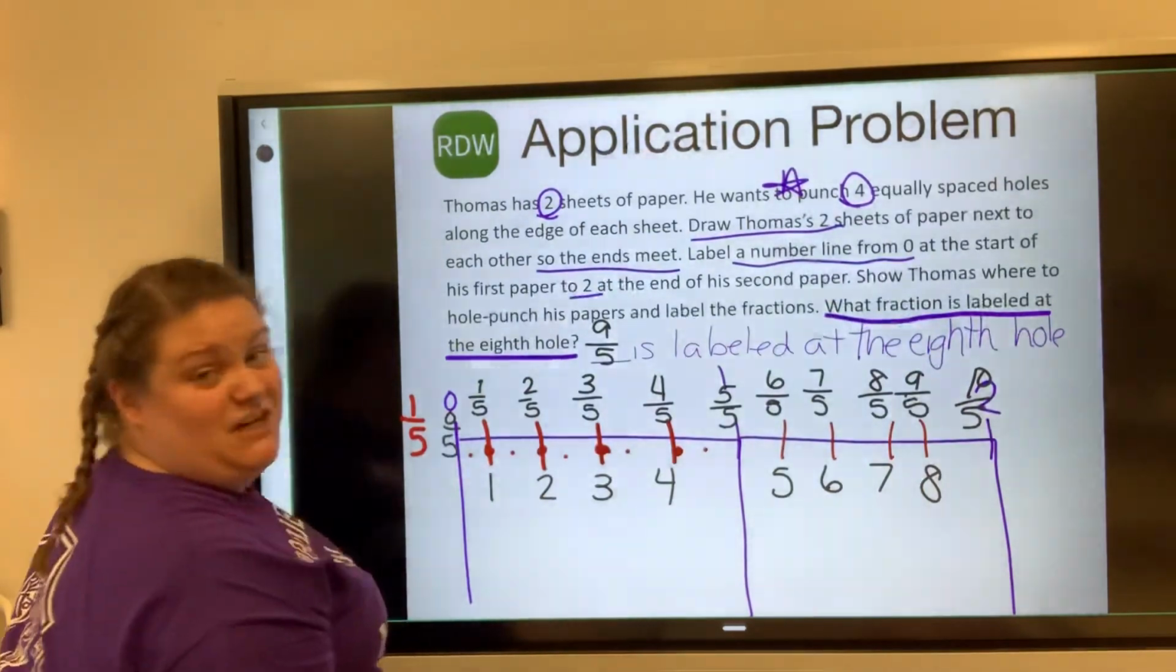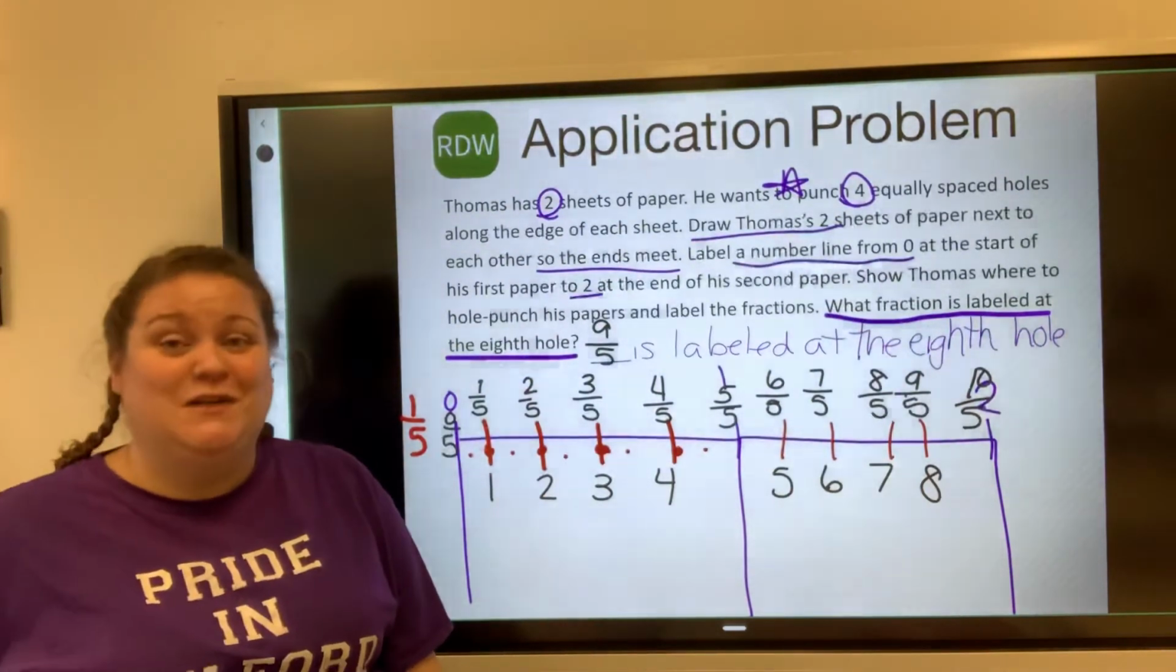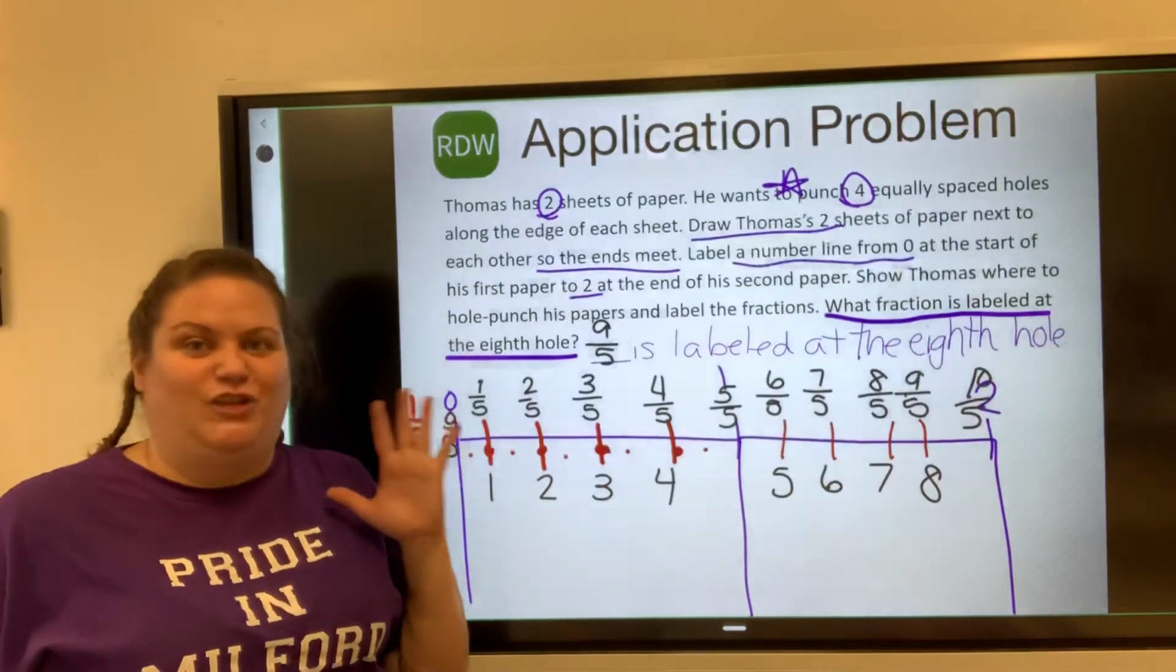That was an incredibly tricky word problem. I hope you guys enjoyed doing it today. It really challenged my brain.